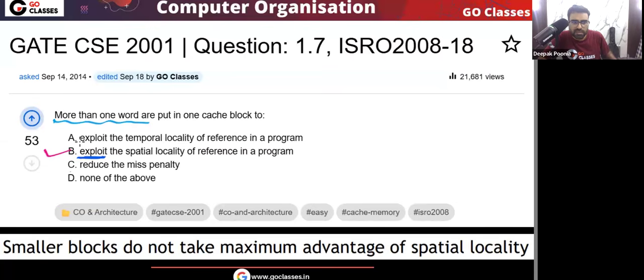So I can say that we put more than one word in the cache block to reduce the miss penalty. No, actually it will increase the miss penalty. Okay, yes or no? So very simple point, the answer will not be option C. And one more thing, instead of reducing the miss penalty, if you increase the block size, then miss penalty will increase. Okay, so you can see this here.